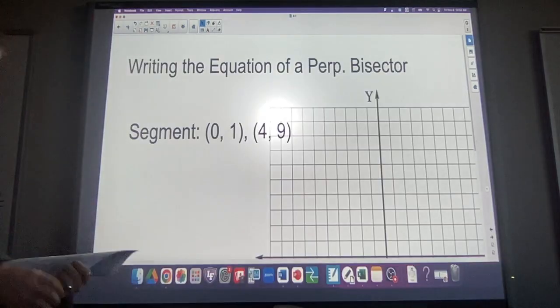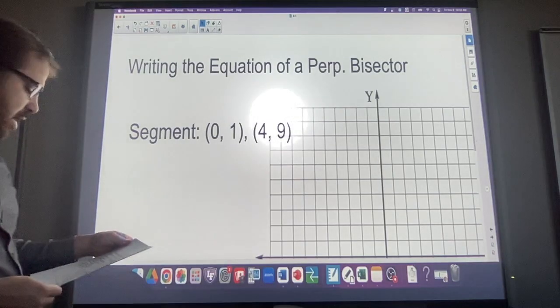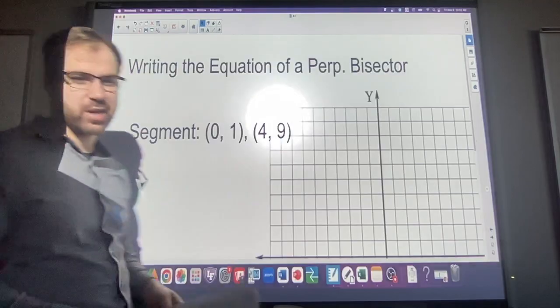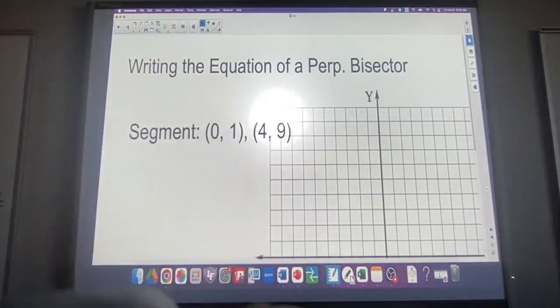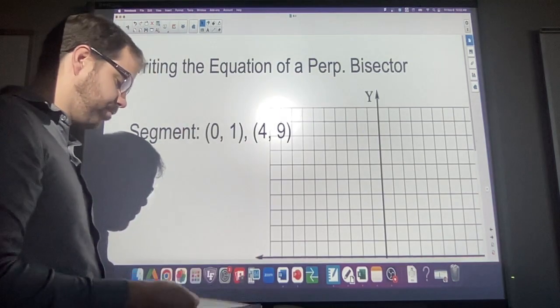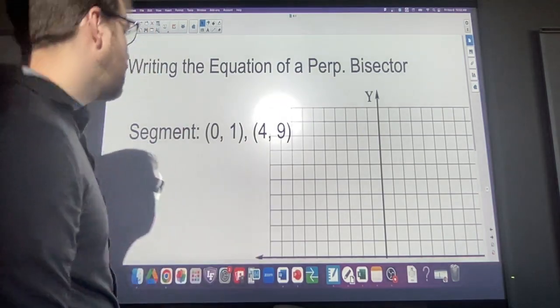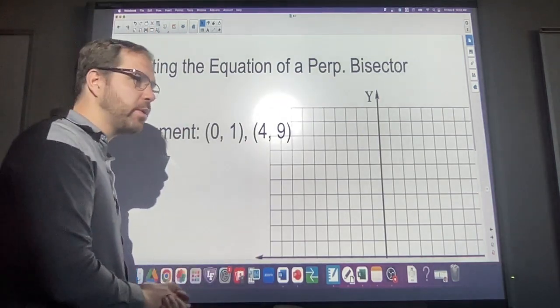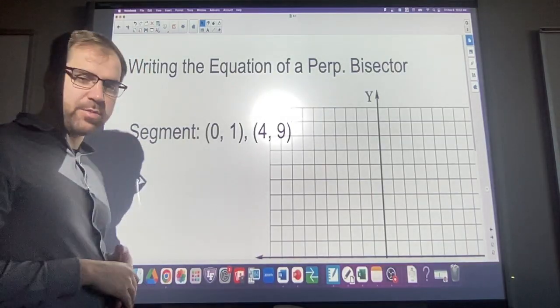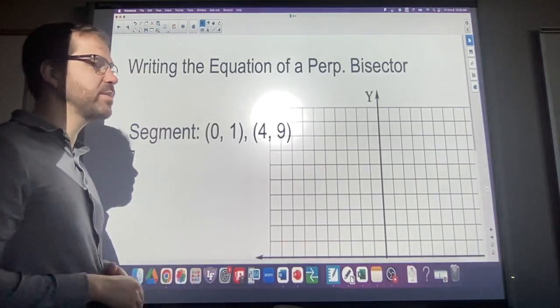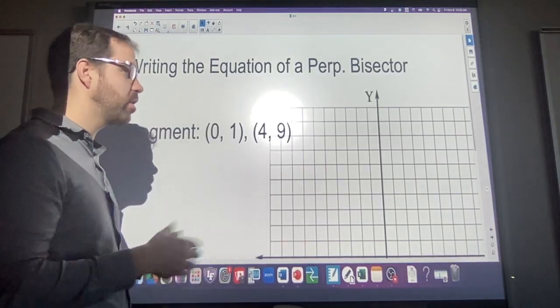All right, so we've got perpendicular bisector, and we're going to write the equation of it, okay? So we're going to start with this segment 0, 1, and 4, 9. And we're going to write the equation. Now, we've done this before. It's been a while. But all we're going to do is plug it into point-slope form. You can use slope-intercept. I'm going to use point-slope form, and we'll get our equation from it.